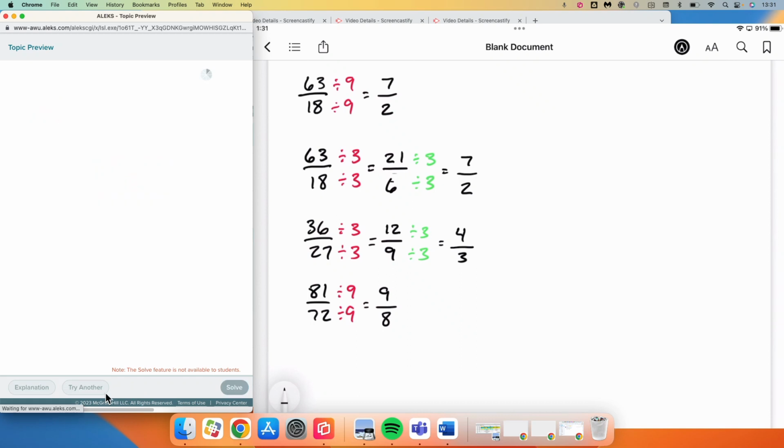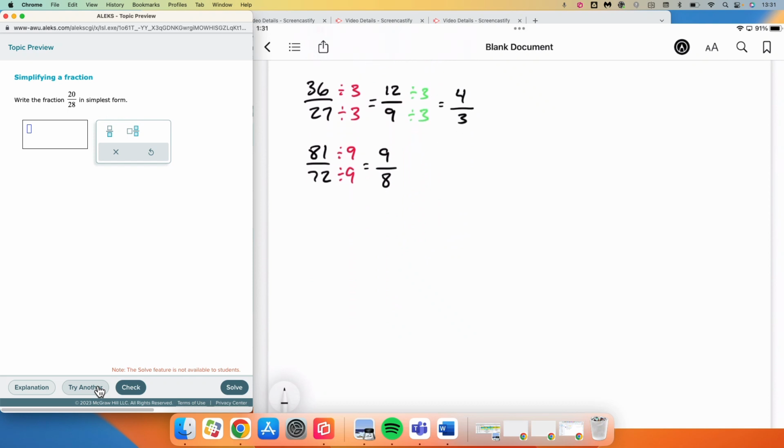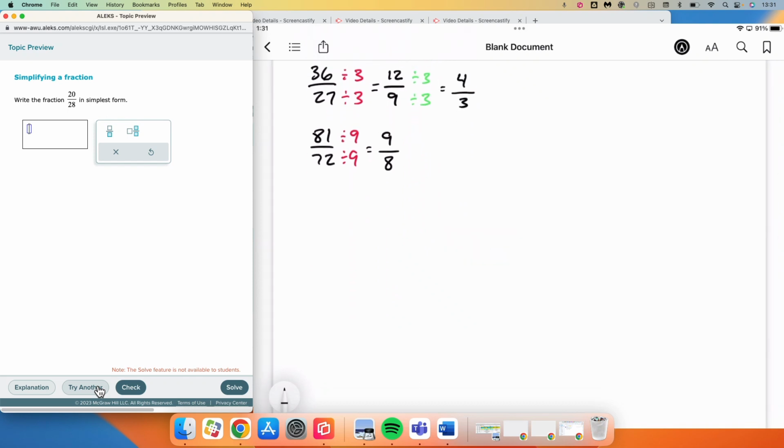And I will do one more because this seems to be an area that students can use some help in quite a lot. That one's really easy because it's 5s. This is a bit of a weird one. Let's do this one. So 20 over 28. We're going to do this one twice. The first time I will just notice that they are both even and I will divide by 2.